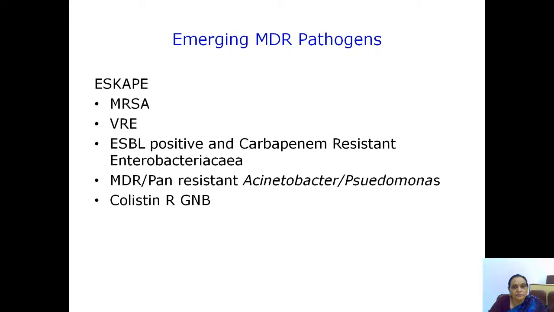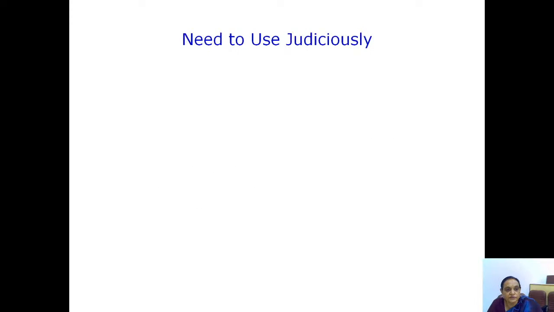Just giving you examples of some of the MDR pathogens. You must have read about the ESCAPE group of organisms, because these are the most commonly known phenotypes of resistance: MRSA, VRE, ESBL positive, carbapenemase producing Enterobacteriaceae, the MDR carbapenem resistant Acinetobacter and Pseudomonas, and colistin resistant gram negative bacteria. These are some of the ESCAPE pathogens which are causing an increased number of infections in healthcare settings, with always a threat to spill over to the community.